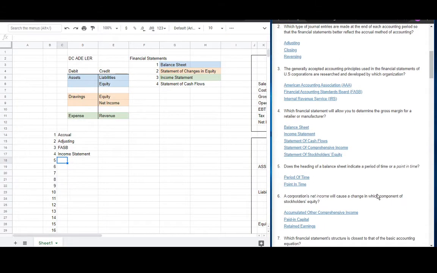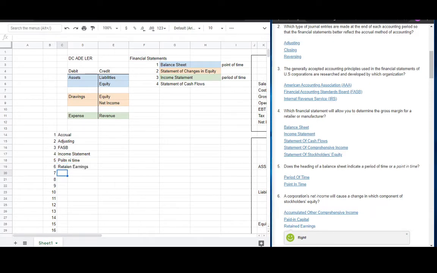Number 5. Does the heading of the balance sheet indicate a period of time or a point of time? Balance sheet again is a point of time. And an income statement is a period of time. So number 6, a corporation's net income will cause a change in which component of the stockholders' equity? The answer is retained earnings.